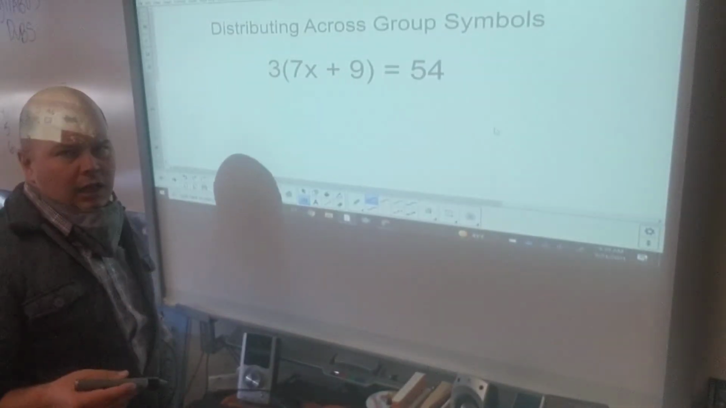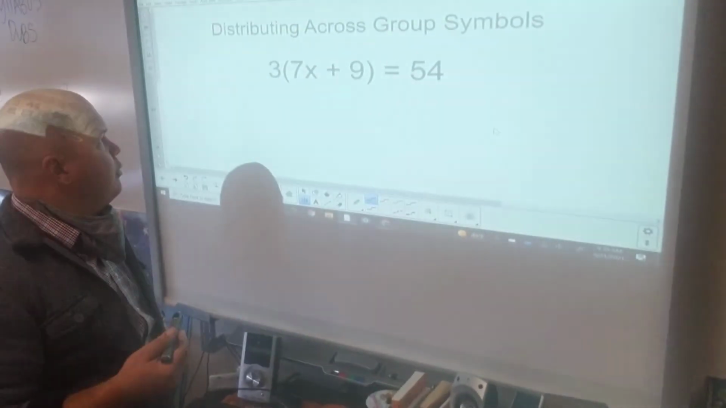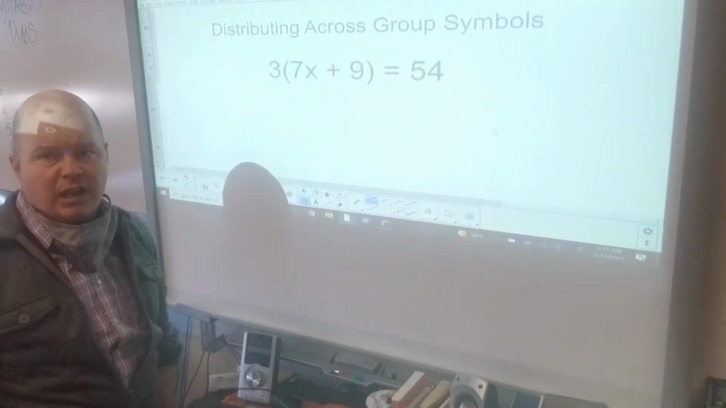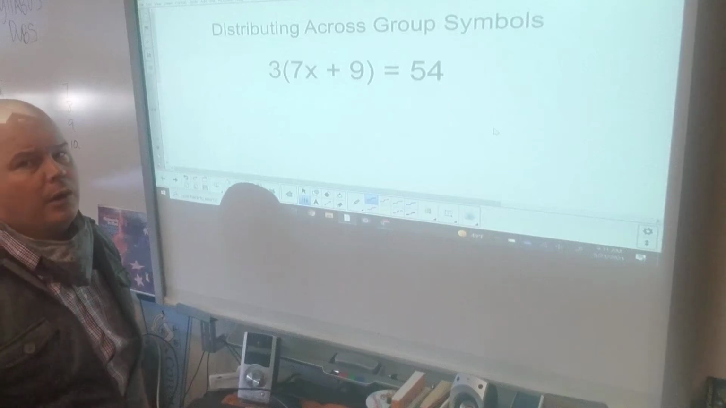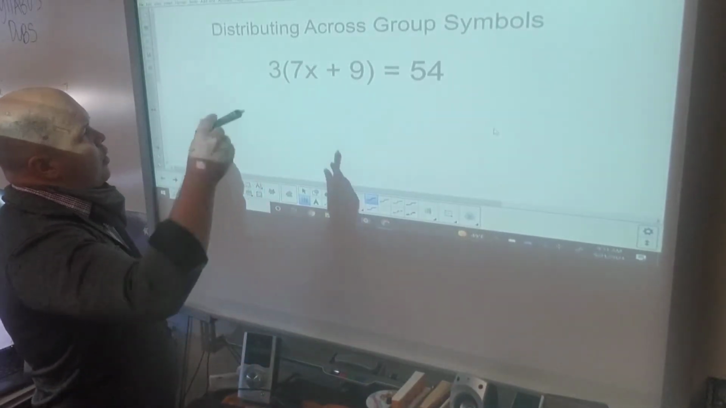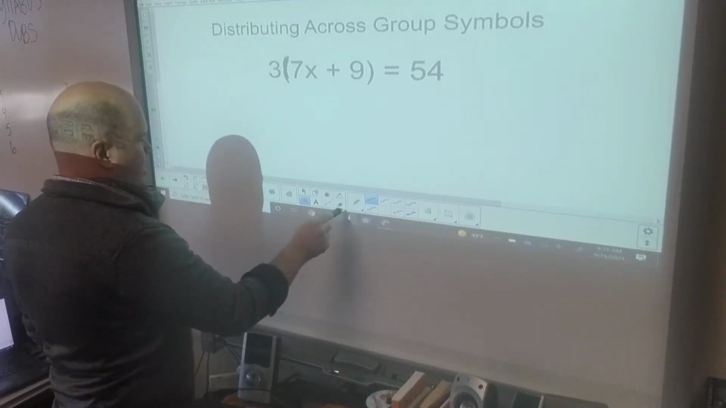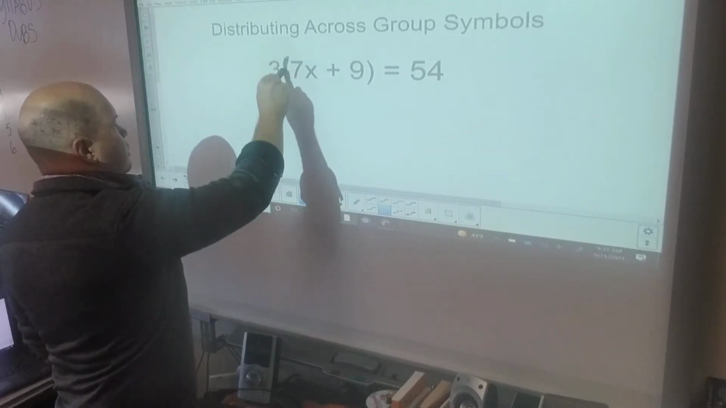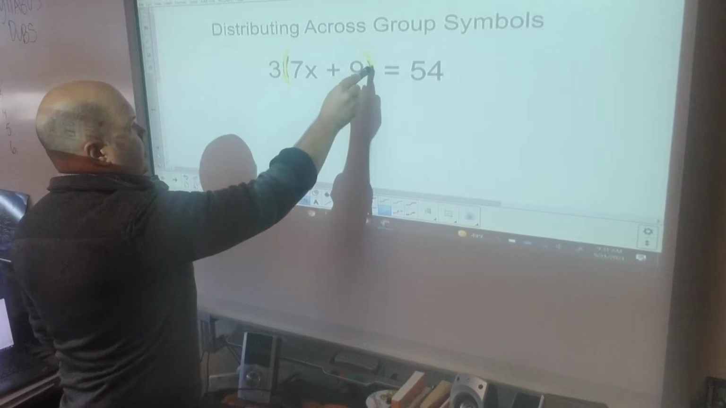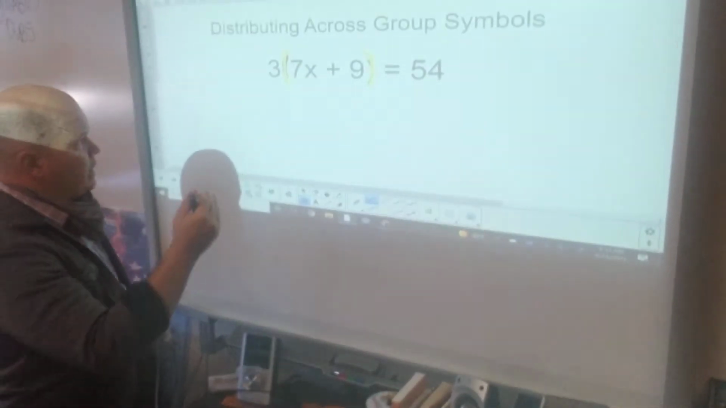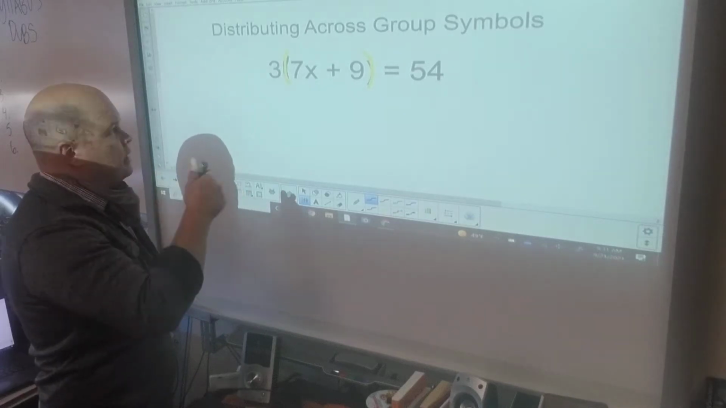So the main thing we're going to start off with is just how we do that distribution. Okay, we talked about it a little bit in class yesterday, and it shows up a lot in 8th grade math, so I want to make sure we have a great grasp on this. So what we have here, these parentheses, actually let me change to a different color so we can see it better. These parentheses, okay, what those tell me is that I'm multiplying something. So anything that is outside of the parentheses is being multiplied.